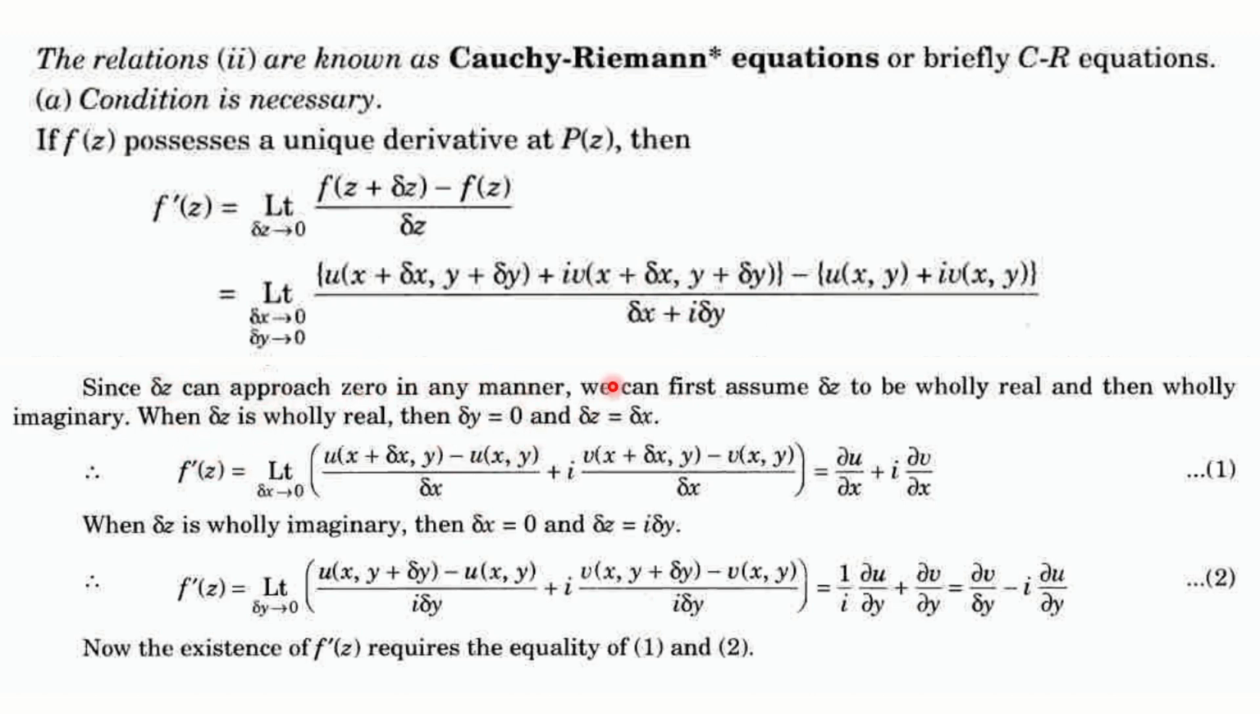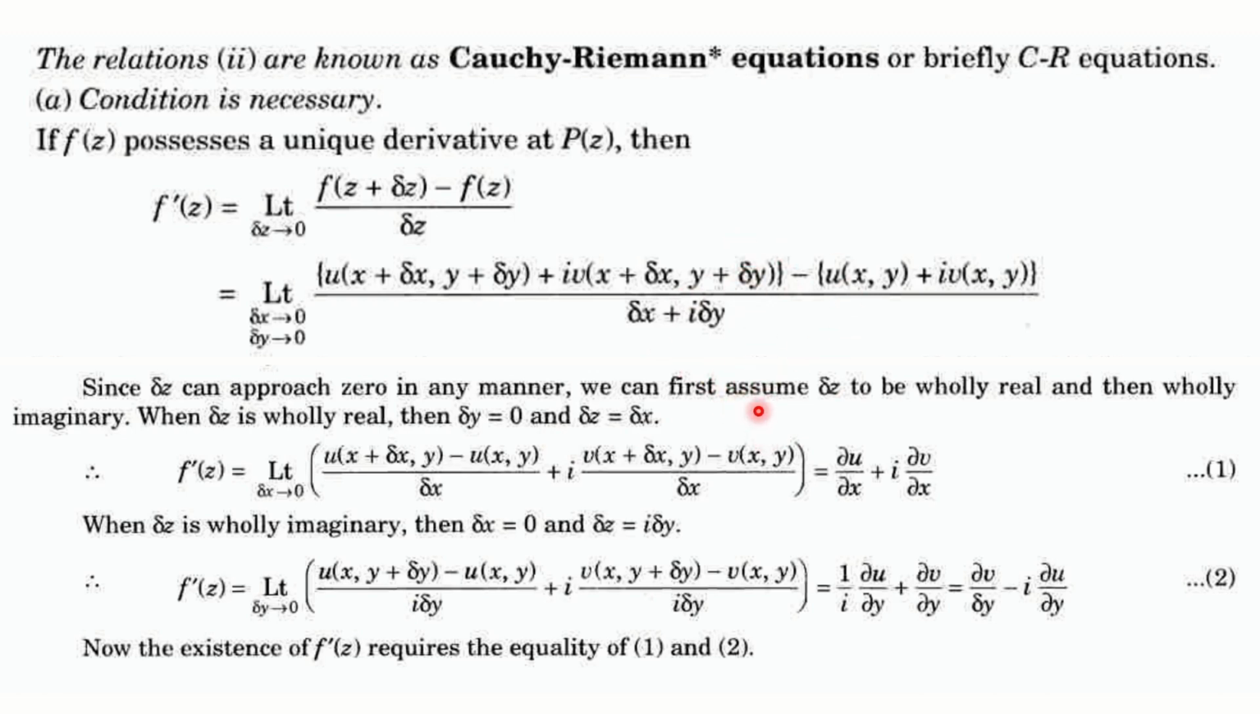Still, delta z can approach 0 in any manner. We can first assume delta z to be wholly real and then wholly imaginary. When delta z is wholly real, then delta y is 0 and delta z equals delta x. This line says that delta z can approach 0 in an infinite number of ways, as we just saw in the previous slide. So what we do is first assume delta z to be wholly real and then wholly imaginary. Here I'm standardizing things.